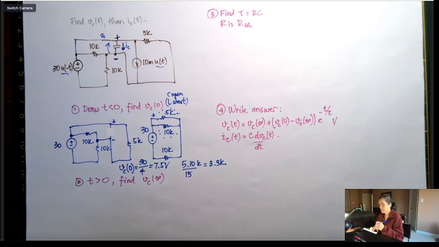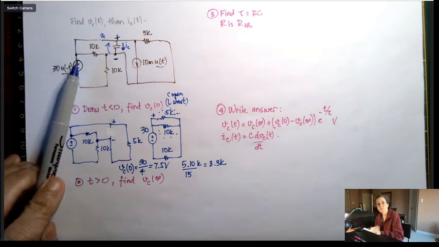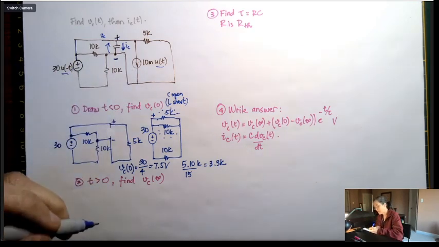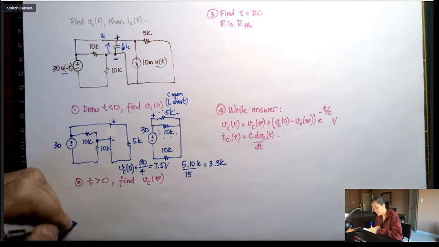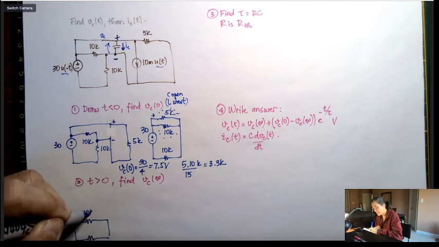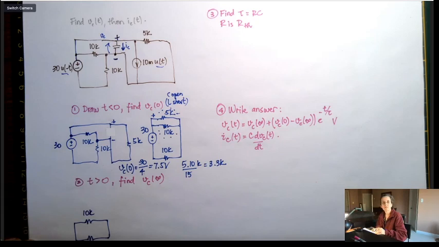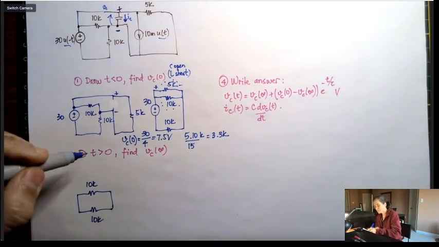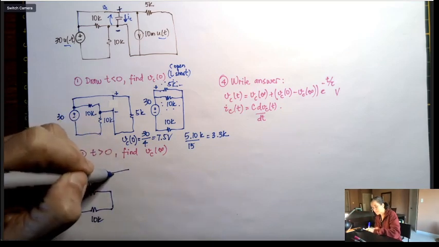Now I'm going to draw the same circuit except for t larger than 0. So for t larger than 0, this is off, so I'm going to short this power supply, but this gets turned on. So there's going to be that 10K there, and the other 10K is going to be now in parallel with the 10K, because the 30 volts were here and they are shorted now. And the capacitor, now I do draw the capacitor this time.